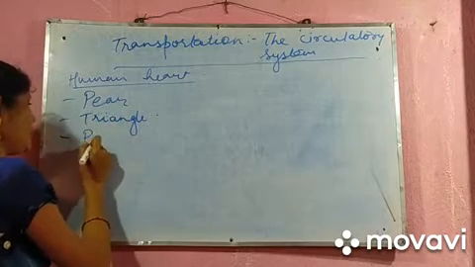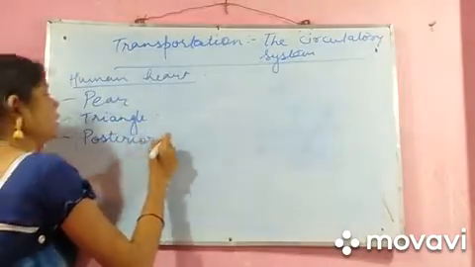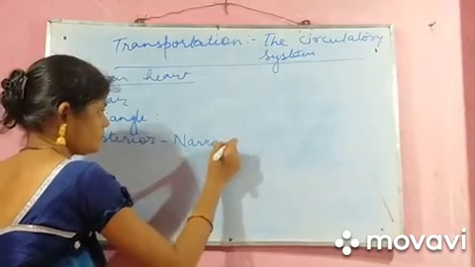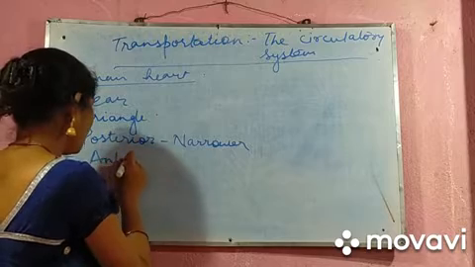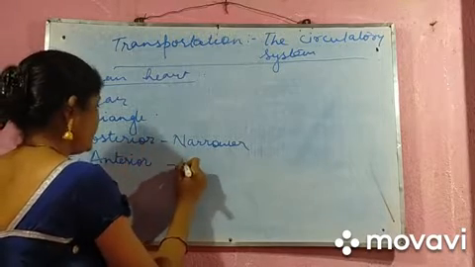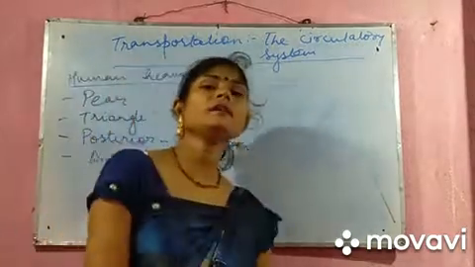The posterior part, means the downside, is narrower. The anterior part, the upside part, is wider.